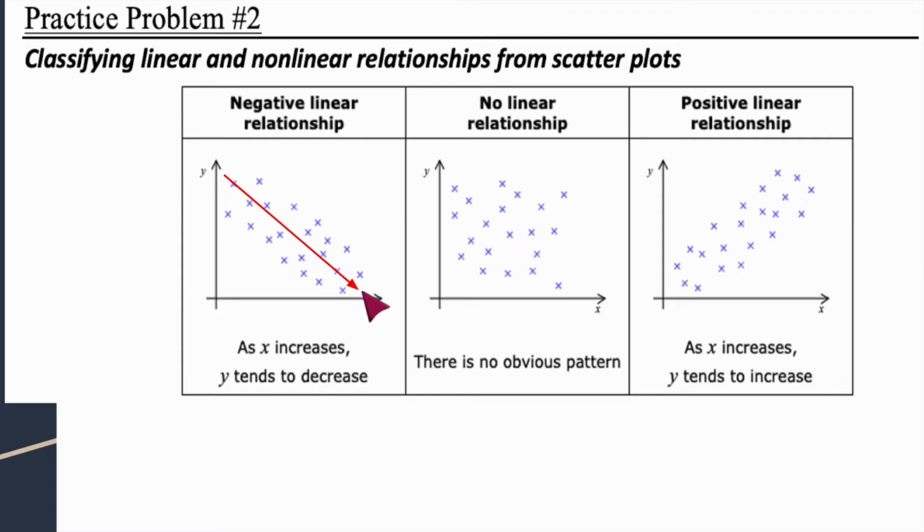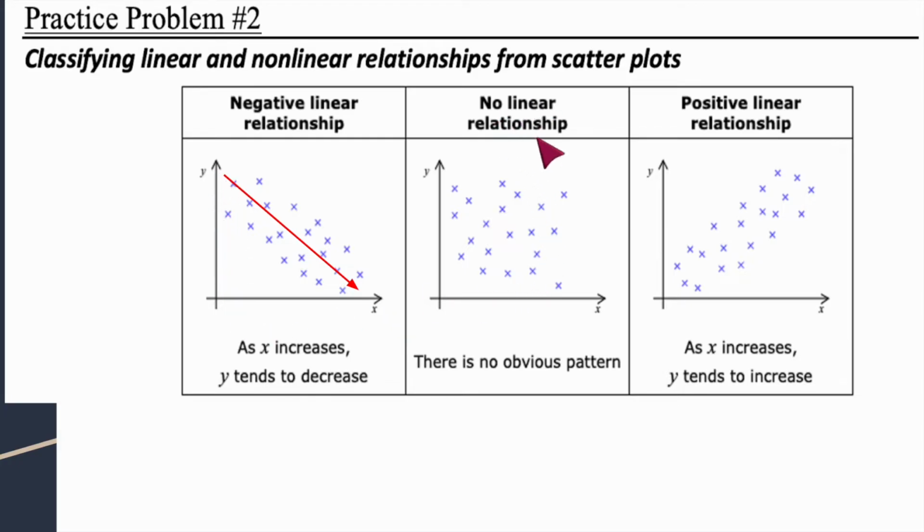I can see that this data is going downward. Okay, so it's basically following this line. This is what we call a negative linear relationship because it's going down from left to right. So this is linear and it's negative. As x increases, as this bottom increases, y tends to go down.